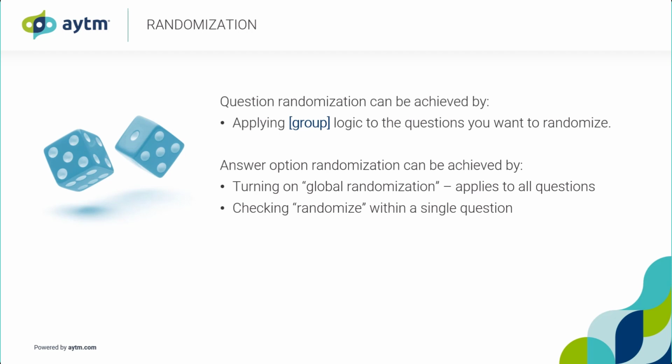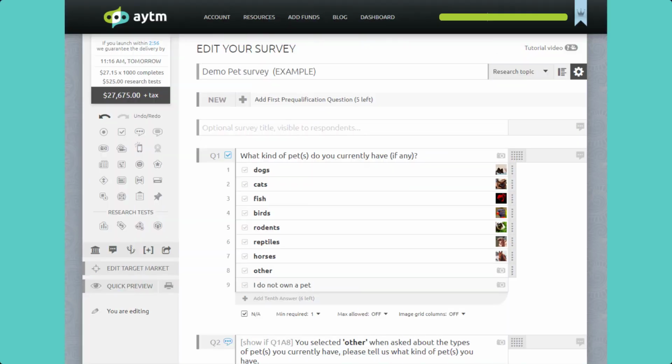You can randomize all the answer options in your survey with a single click, or you can randomize the answers to specific questions if you don't want it to apply globally. You might want to randomize answer options to avoid unintentionally biasing respondents based on the order of answers, as one example. Let's see how these two options work in the platform.